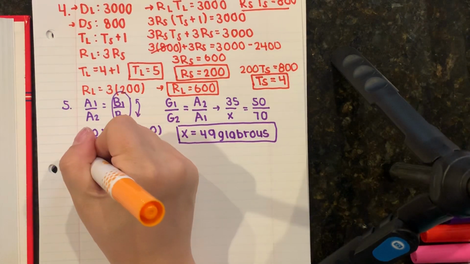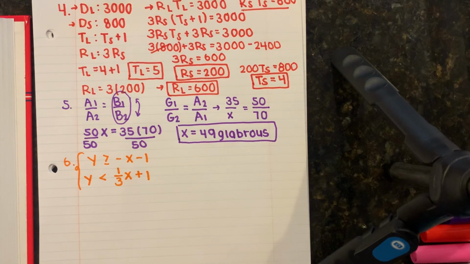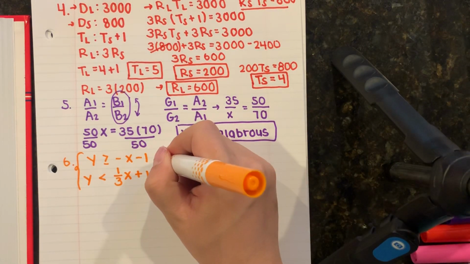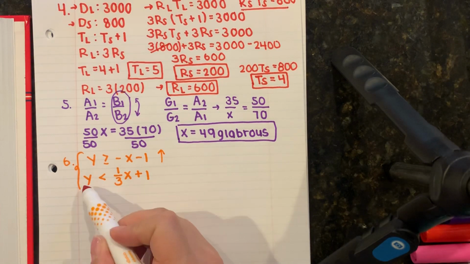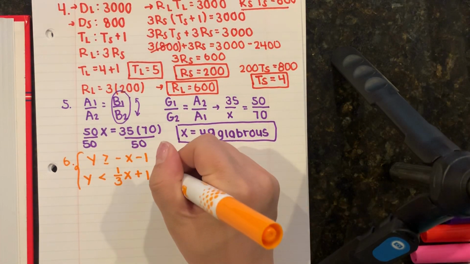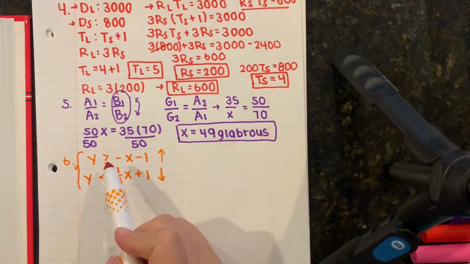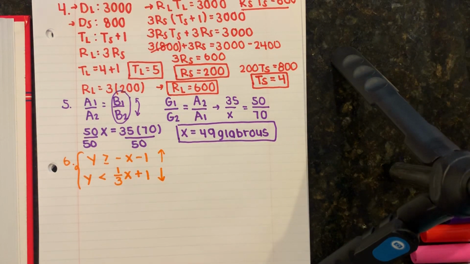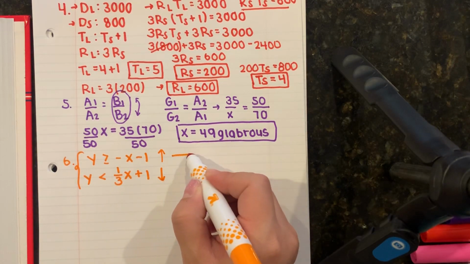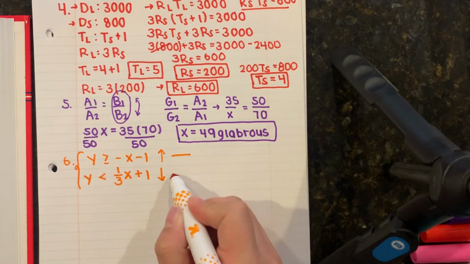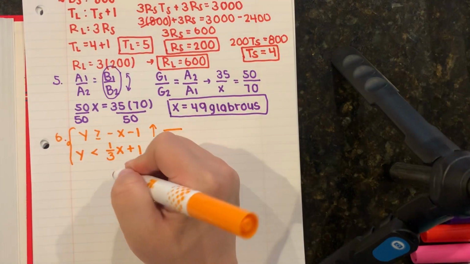Now before I graph these, what I want to do is I see that y is greater than or equal to. So greater than means that we're going to shade everything above. Then I see that y is less than, so that means I'm going to shade everything below this line. So greater than means above, less than means below. Now, if there's an equal sign under it, remember this is going to be a solid line. If there's no equal sign, it's going to be a dotted line. Those are the 2 things you need to know.